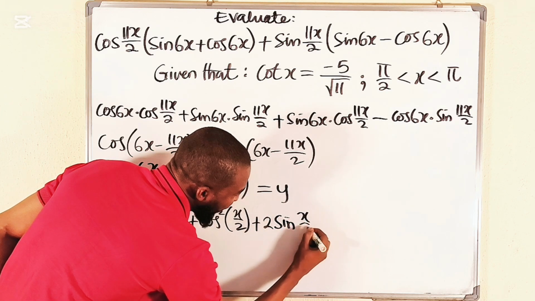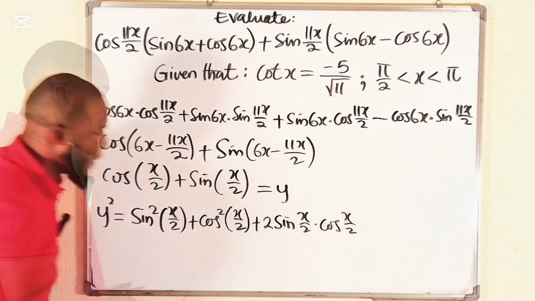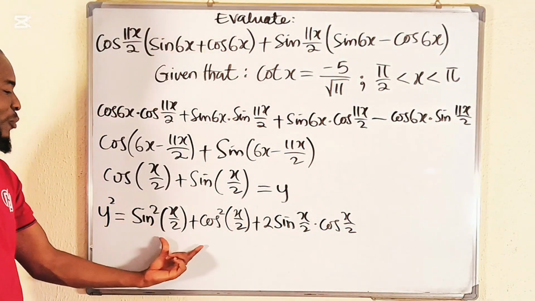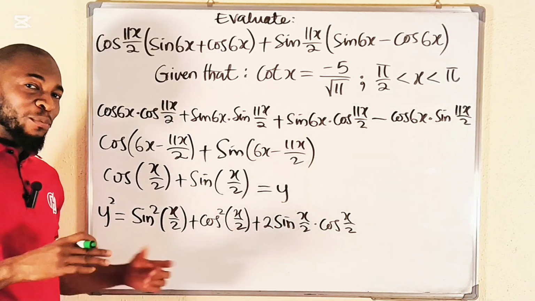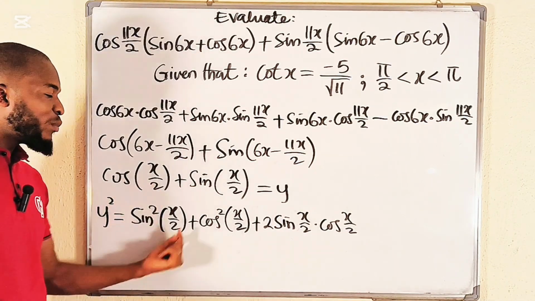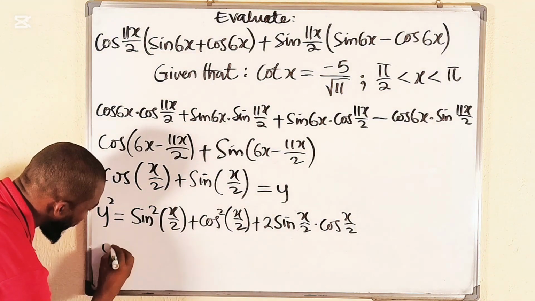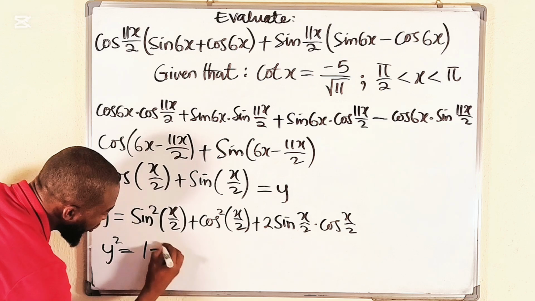Sine of x divided by 2 multiplied by cosine of x divided by 2. So if you observe, this is our famous identity: sine squared theta plus cosine squared theta is equal to 1. And hence, sine squared x divided by 2 plus cosine squared x divided by 2 will give us 1. So y squared is equal to 1 plus what?